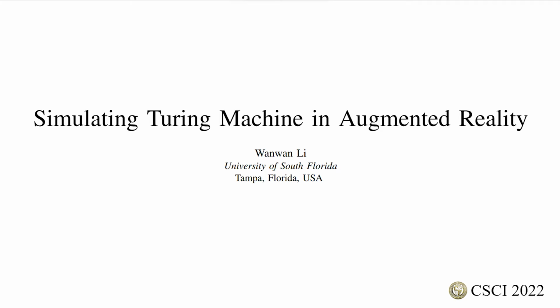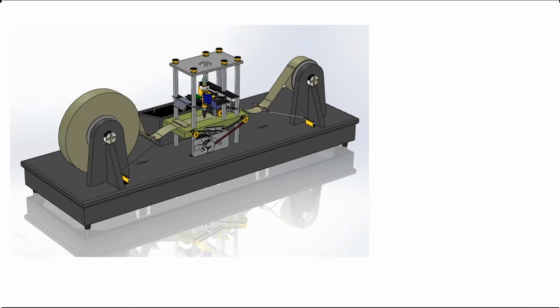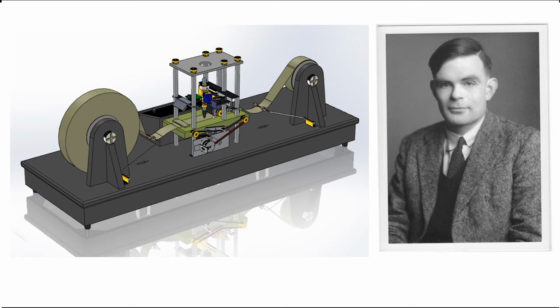In this paper, we present an easy-use interactive user interface for simulating the Turing machine in augmented reality. A Turing machine, first described in 1936 by English mathematician and computer scientist Alan Turing, is a system of rules, states, and transitions rather than a real machine.